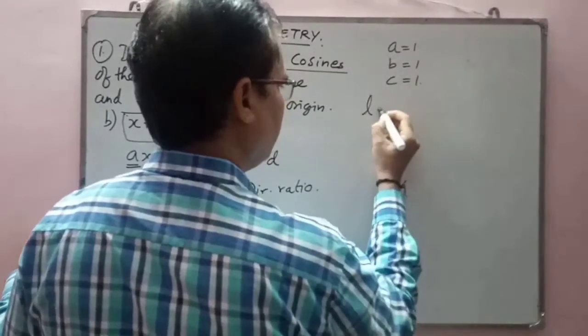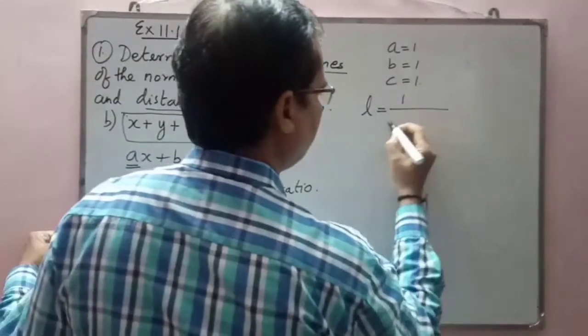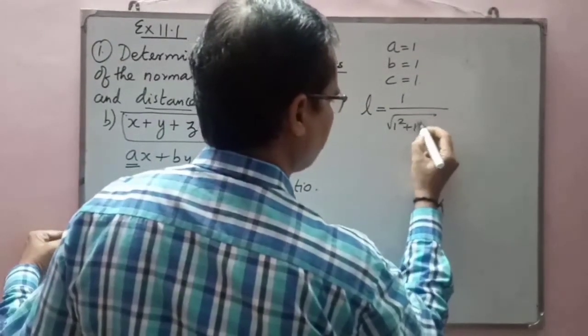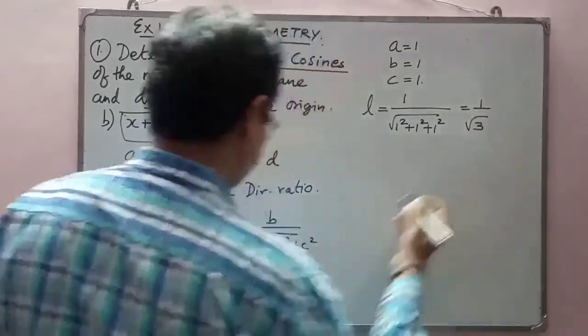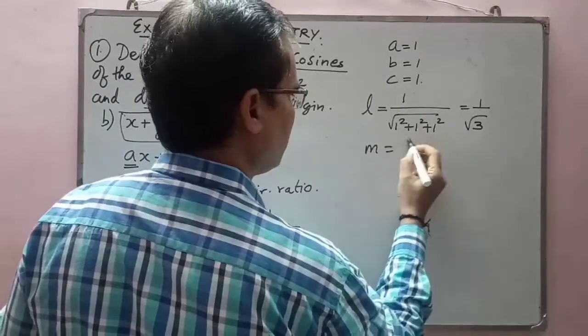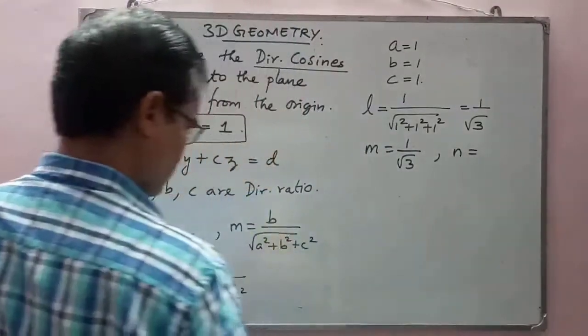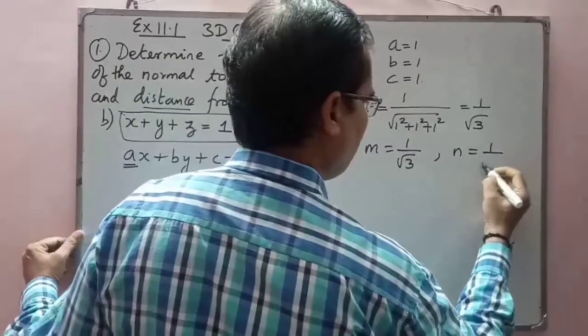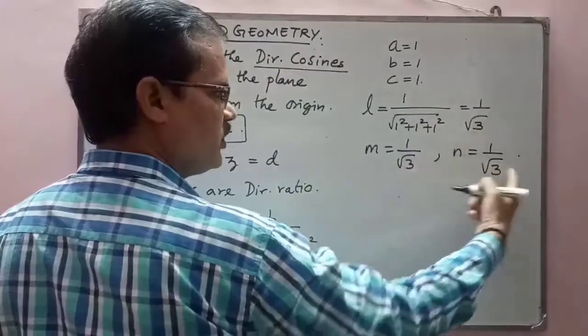So we'll find the direction cosines. L is equal to 1 by root of 1 squared plus 1 squared plus 1 squared, which is 1 by root 3. Similarly, m is equal to b by the same root, and b is also 1, so m is also 1 by root 3. N, with c as 1, is 1 by root 3. So we have found the direction cosines. The direction cosines are 1 by root 3, 1 by root 3 and 1 by root 3.